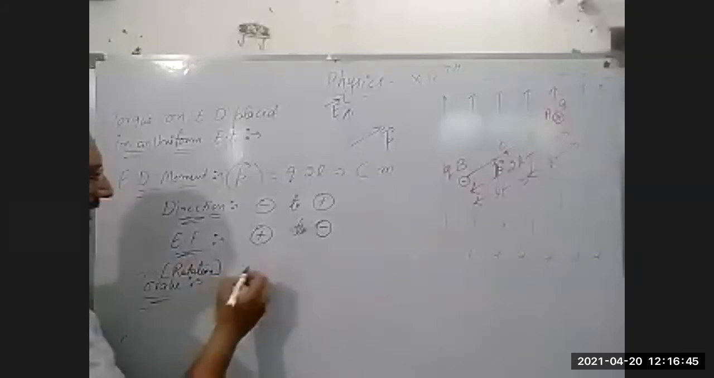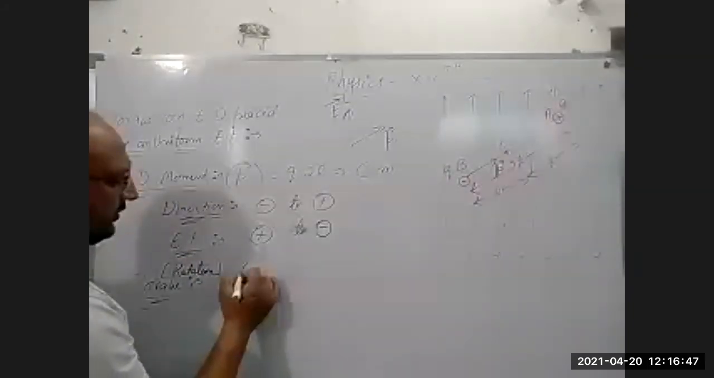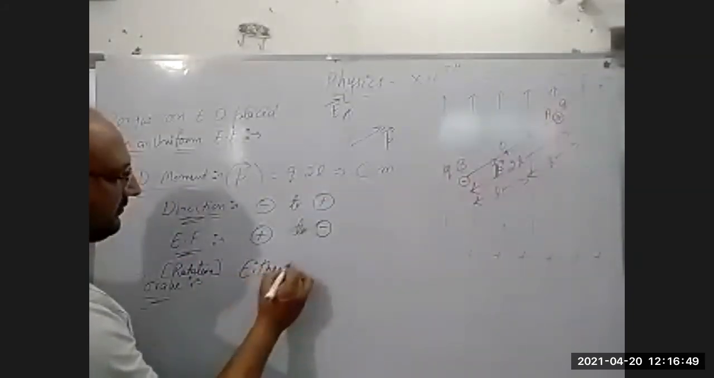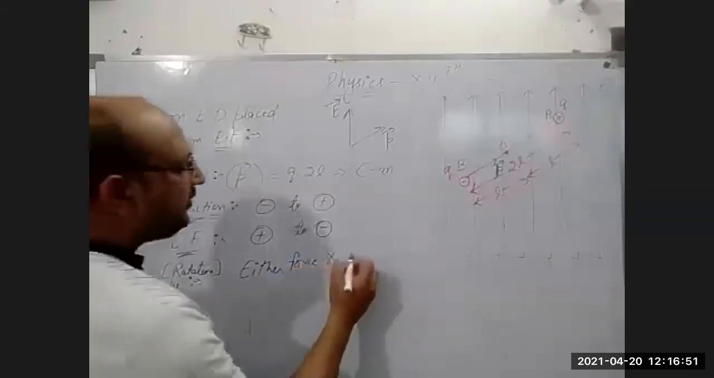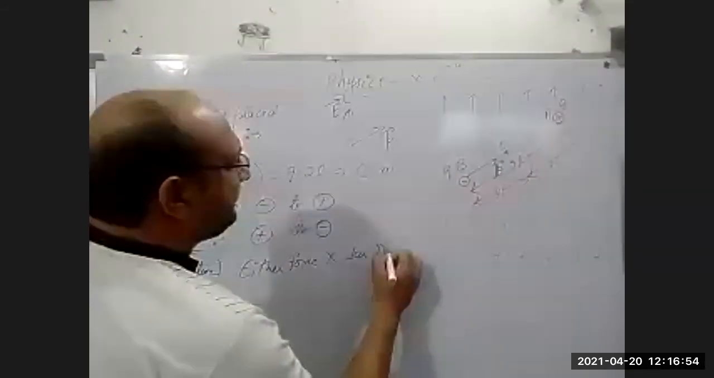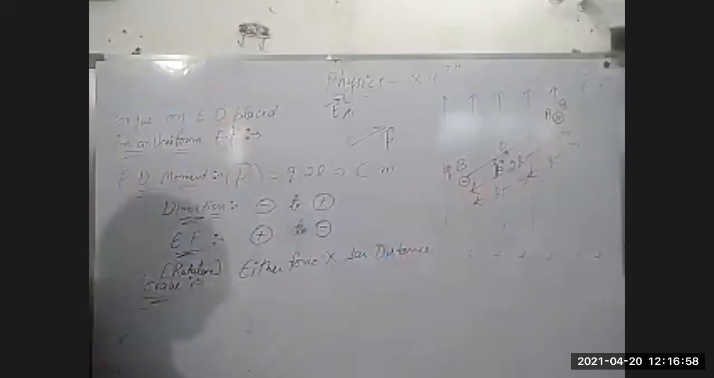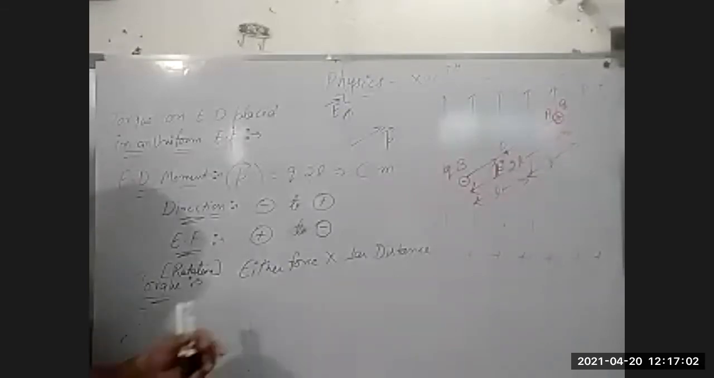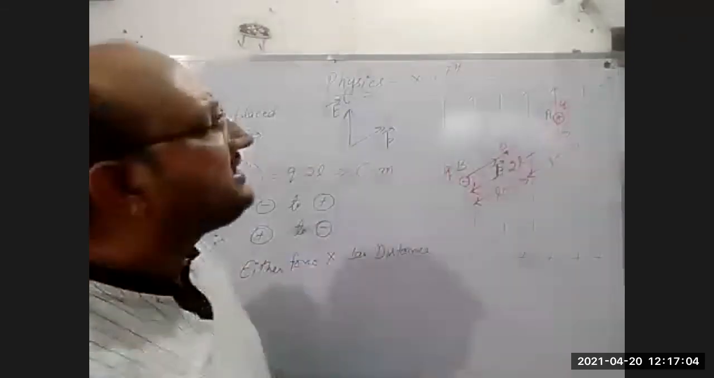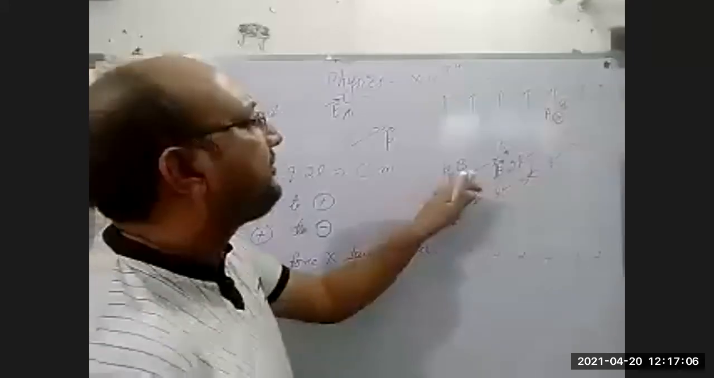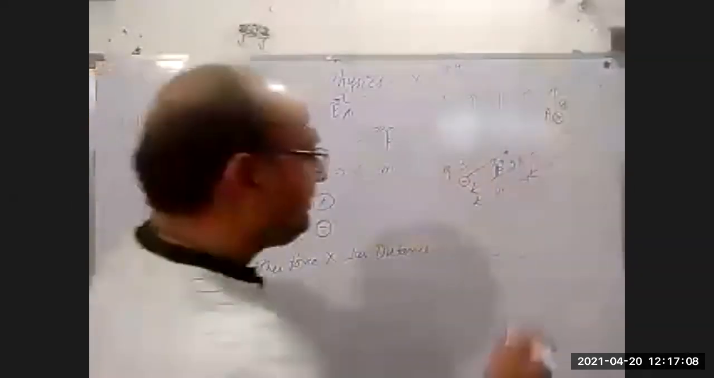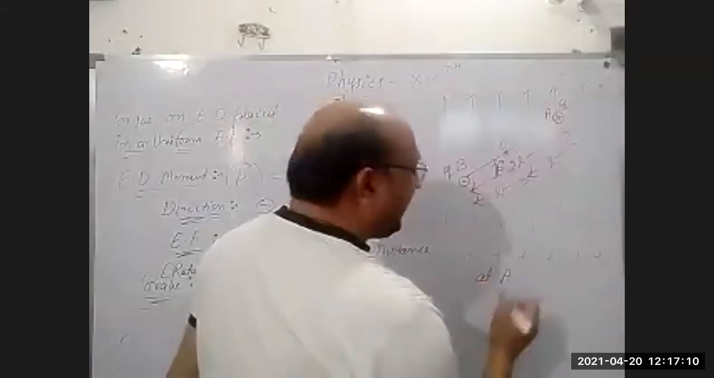Torque has the general formula: force into perpendicular distance. What is the value of force here? How will you calculate the force in this situation at point B and at point A? Look at this at A.